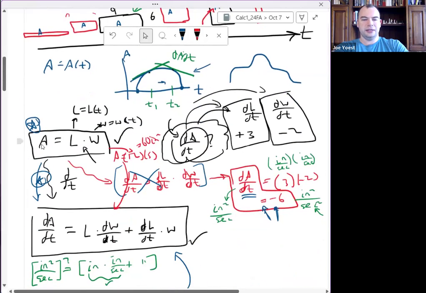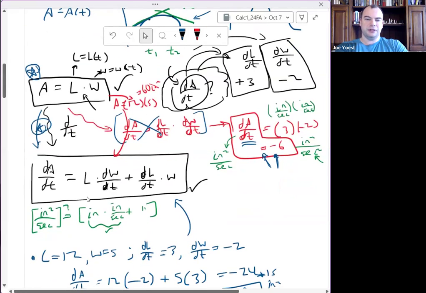We make sure to relate our underlying variables for the rates that we want to relate. And then we differentiate. And only after we differentiate and we have our rates related, that's when we plug in the actual values.